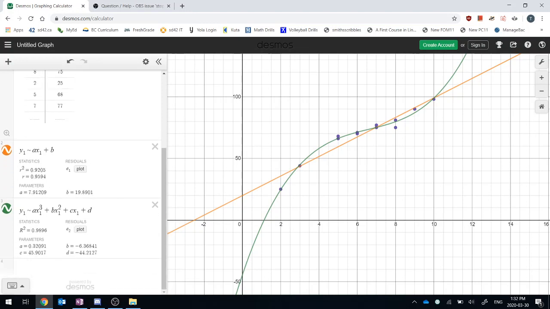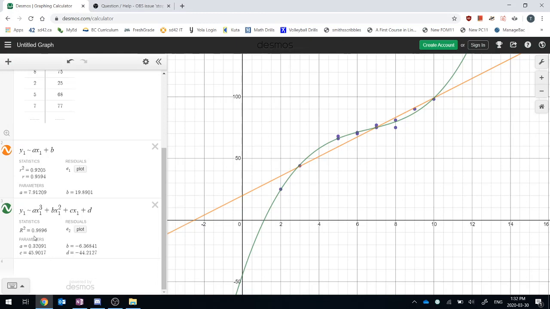And we can actually, this is where the r-squared value becomes useful. So now we have two separate regressions talking about the same pattern. So as you can see here, our r-squared value for the linear function was 0.9205, whereas the r-squared value for the cubic function is 0.9896. It's higher. So that means that the cubic function fits the data better than the linear function.